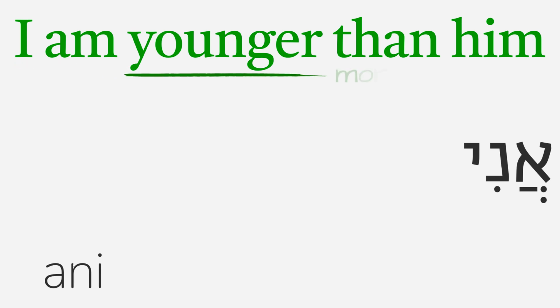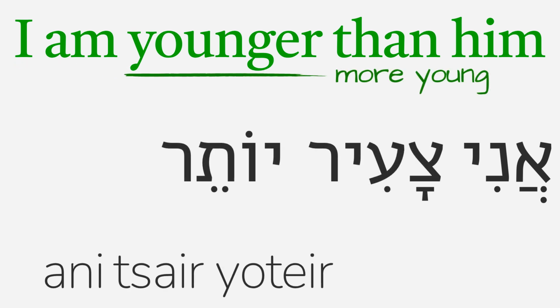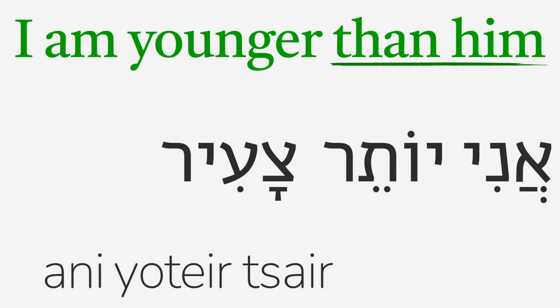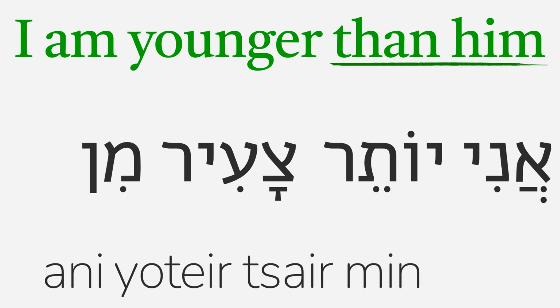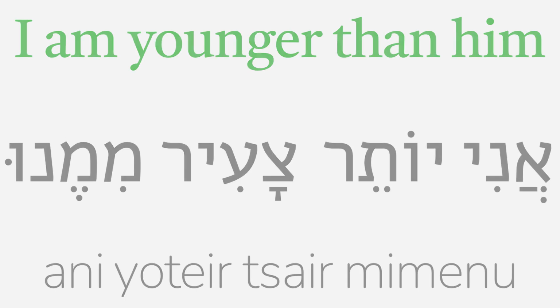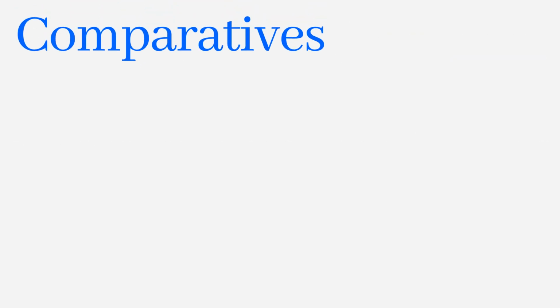Let's also say, I am younger than him. I is ani, and younger, more young, can be tza'ir yoter or yoter tza'ir. Here I'll use yoter tza'ir. Then him will be the preposition min with a him suffix. Min has irregular suffixes. In this case, from him or than him is mimenu. Ani yoter tza'ir mimenu. I am younger than him. Ani yoter tza'ir mimenu. So those are comparatives, which compare one thing to another.